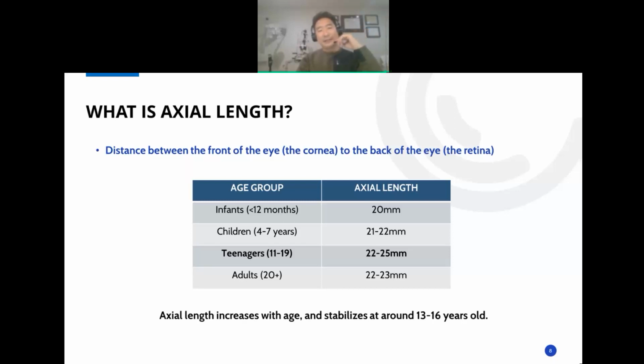Clinically, when we measure axial length, it usually stabilizes between 13 and 16. It goes really high between age 7 and about age 11. That's when I see axial length increase the most. I guess that's during their growth spurt, and sometimes the early stages of puberty, when it also increases quite a bit.